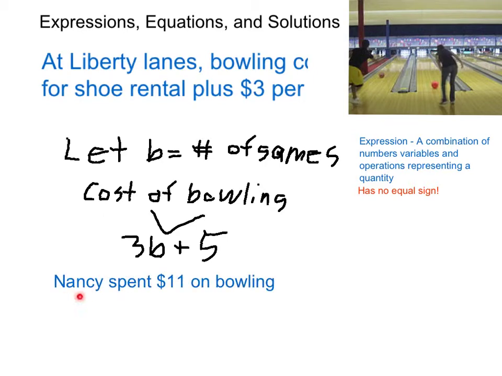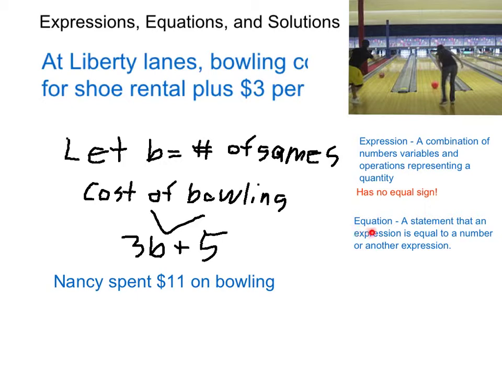Now suppose we find out that Nancy spent $11 on bowling. We now have something that we know our expression is equal to, so we can now make an equation. An equation is a statement that an expression, like this one, is equal to a number or another expression. In this case, our expression is equal to the number 11, and we can use that information to make an equation. Now we have an equation which represents this overall situation: 3 times b plus 5 equals 11.